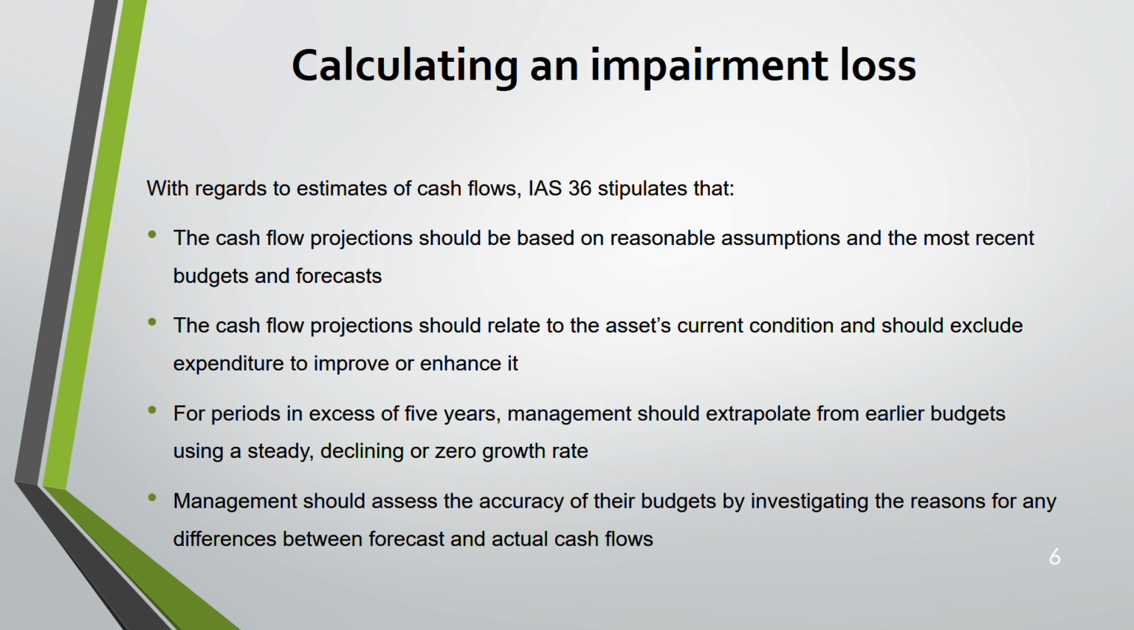Management should assess the accuracy of their budget by investigating why actual is different compared to the forecast. The more accurate the budget is, the more reasonable the budget is, and if it is based on the current condition, you can rely more on the value in use. Now we'll be doing a question before we move on to recognizing an impairment loss.